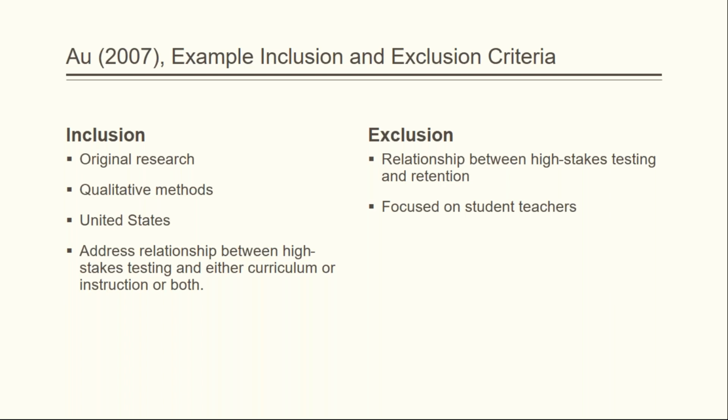Au excluded studies, and there were more exclusion criteria, but these are a couple of examples. One was based on focus. Au excluded studies that examined the relationship between high stakes testing and retention, as opposed to curriculum, and excluded studies that focused on student teachers. Apparently there's a lot of literature on pre-service teachers, and Au just said, I'm not interested in that.